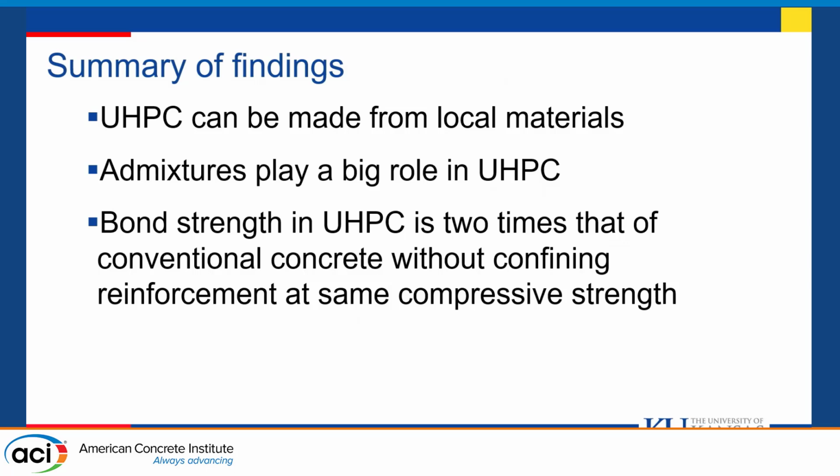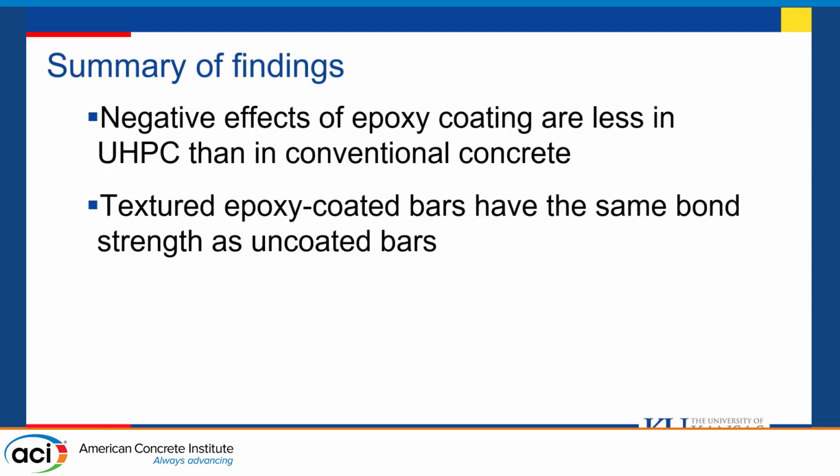In summary, UHPC can be made from locally available materials, which we made in our lab. Admixtures play a big role in UHPC because admixtures impact the flow properties of the UHPC and even the fiber distribution, which has a direct impact on our bond strength. Bond strength in UHPC is 2 times that of conventional concrete without confining reinforcement at the same compressive strength. The negative effect of epoxy coating is less in ultra-high performance concrete compared to conventional concrete. And finally, textured epoxy coated bars have the same bond strength as uncoated bars.